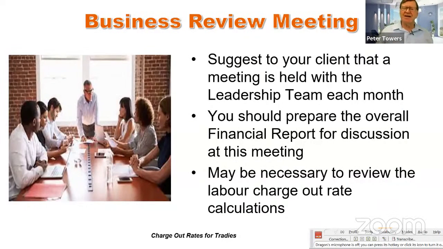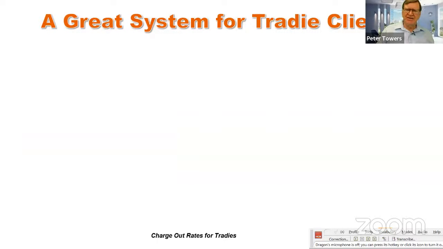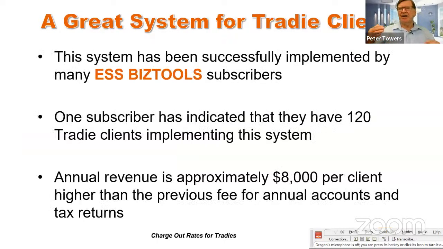And out of all this, it may be necessary for a variation to be processed for the charge out rates. Now, this is a great system for tradies, calculating the productivity, the labour, and then determining the appropriate charge out rates, and then in effect auditing those rates by preparing the weekly and then monthly financial accounts, because it's all part of an audit.